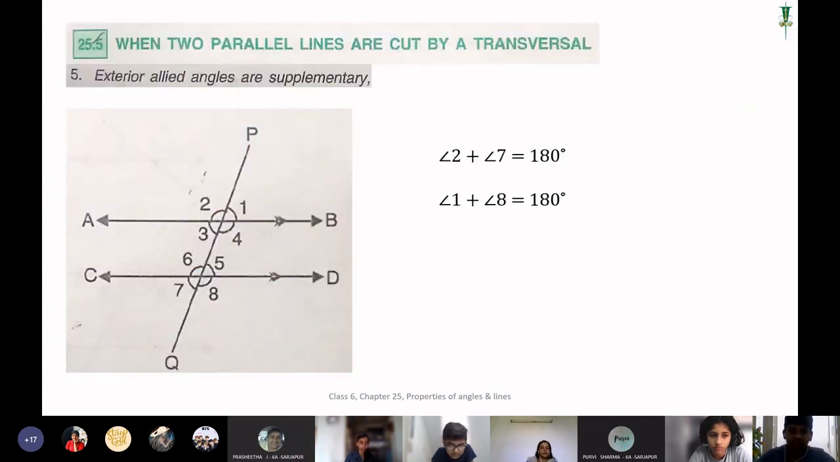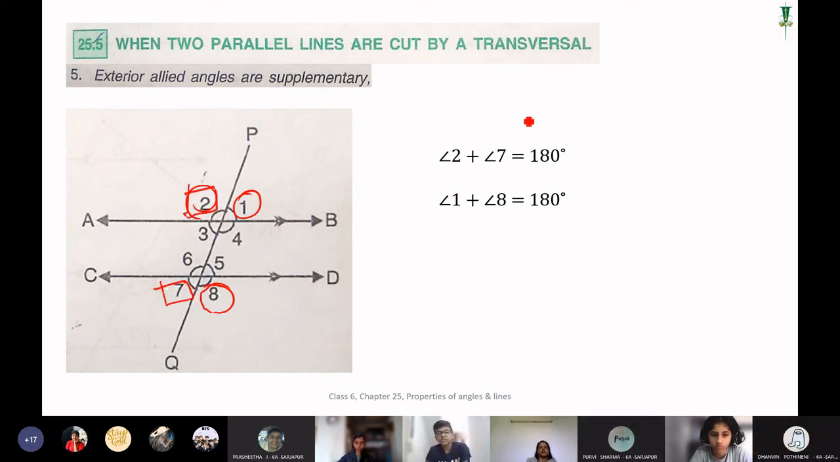Exterior allied are what? Exterior means 1 and 8 are in the exterior. Allied means, of course, the same side of the transversal. So 1 and 8, and 2 and 7. What's the relation there? They are also supplementary. Got this, guys?